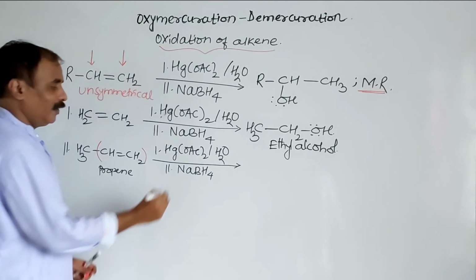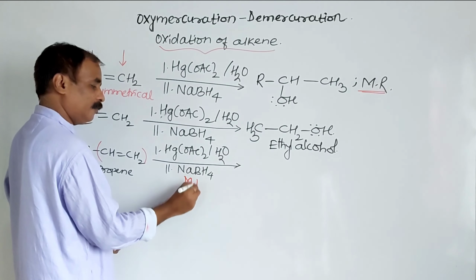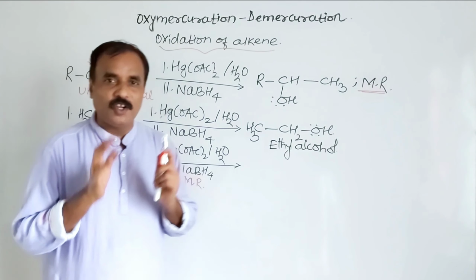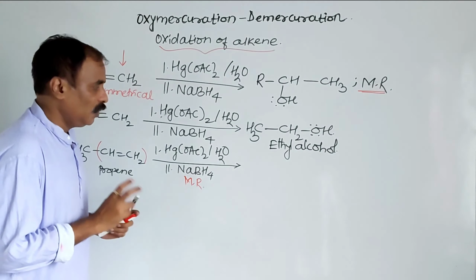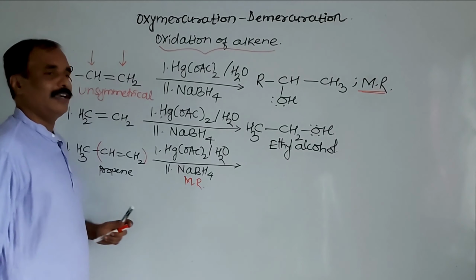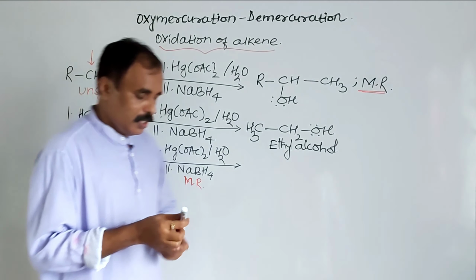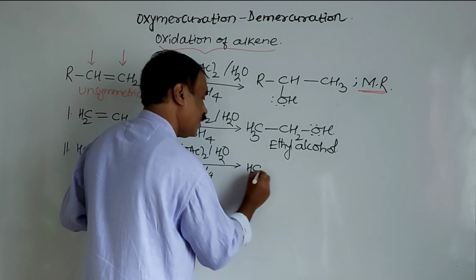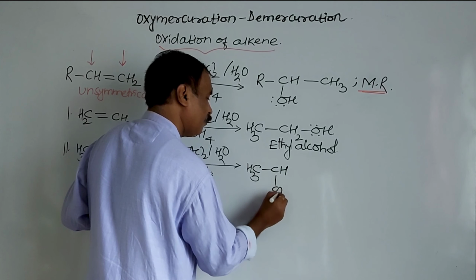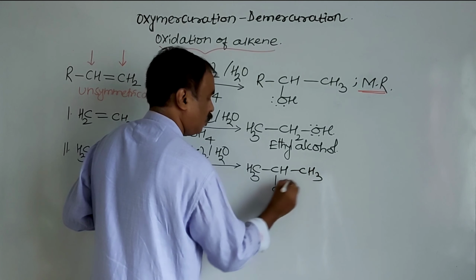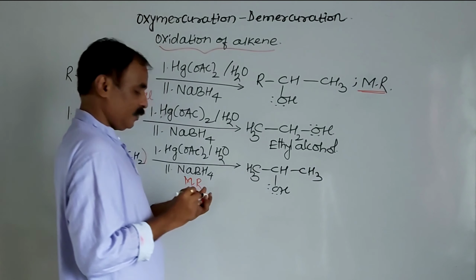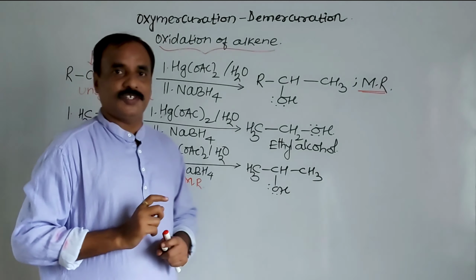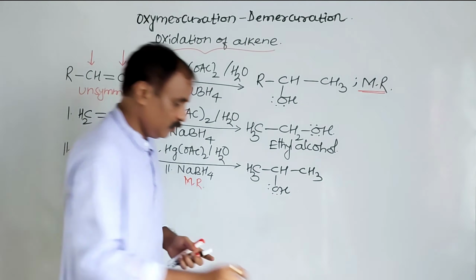So definitely the reaction will take place according to Markovnikov's rule. When an unsymmetrical reagent is added to an unsymmetrical alkene, the negative part of the adding reagent goes to that olefinic carbon which has fewer hydrogen atoms. This is Markovnikov's rule. That is, the product is according to Markovnikov's rule. So here there is formation of isopropyl alcohol. Formation of what? Isopropyl alcohol. So this reaction is said to be oxymercuration and demercuration.